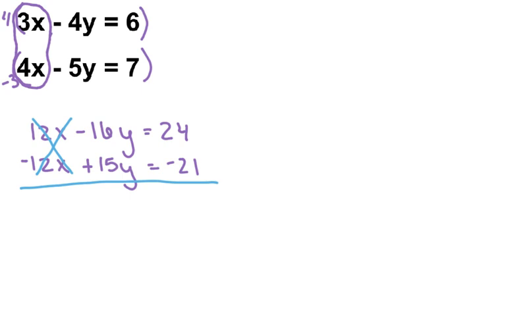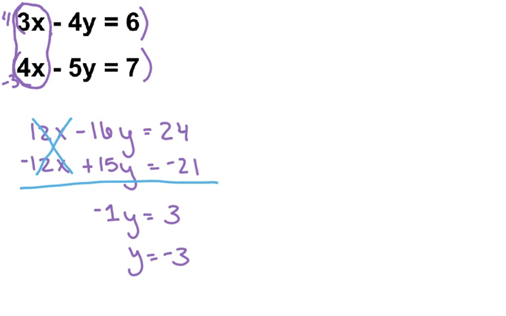We're going to end up with a negative 1y. Negative 16 plus 15 is negative 1. And 24 plus a negative 21, or 24 minus 21, is 3. So y would be a negative 3, because we divide by that negative 1.